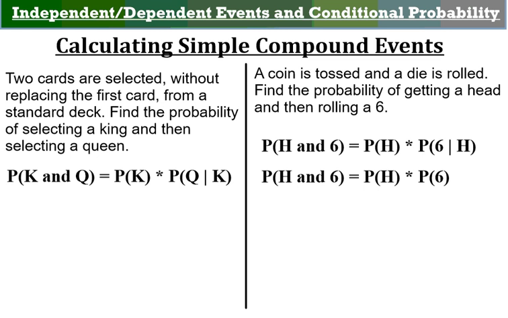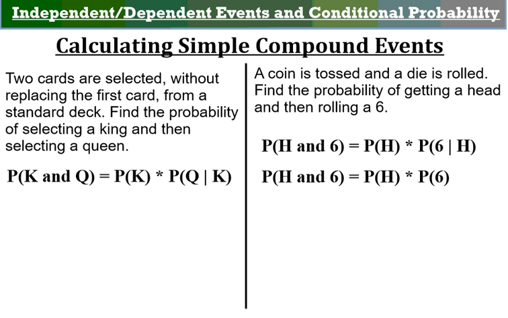Situations that our book will ask us to calculate are the following. Let's say two cards are selected without replacing the first card from a standard deck. Find the probability of selecting a king and then selecting a queen. We've kind of done this, just in our head. Now we're going to see how it plays out.